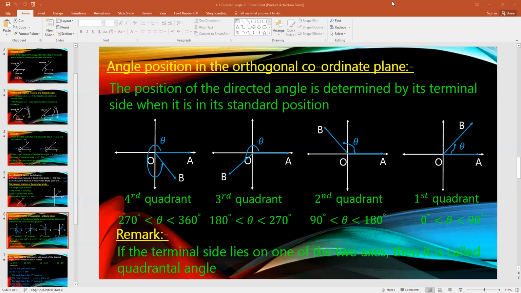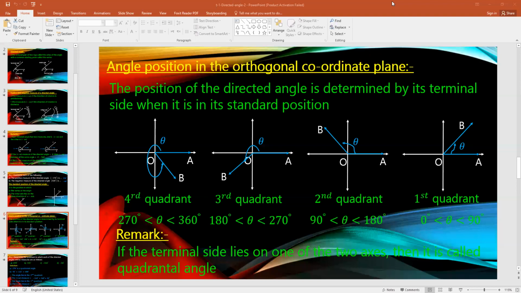Here, determine the quadrant in which the directed angle whose measure is the following lies. I have here 270. Is it in the first, second, third, fourth, or quadrantal? I said if the measure of the angle is 90, 180, 270, or 360, it is called quadrantal. Then this is quadrantal. The first one is quadrantal.